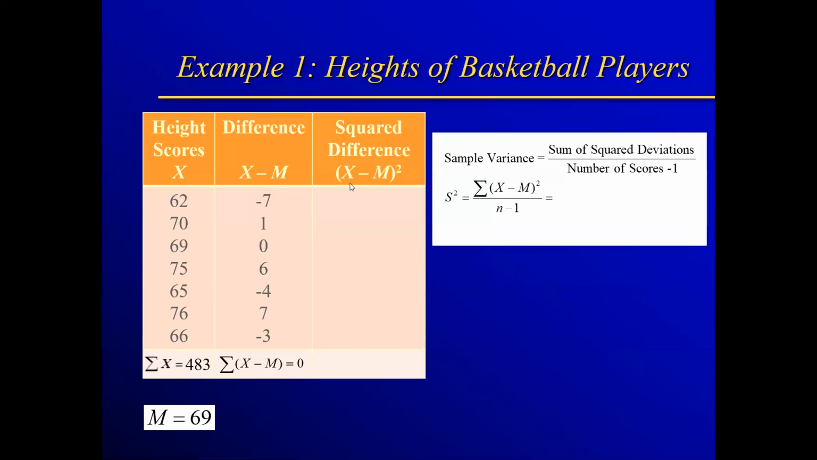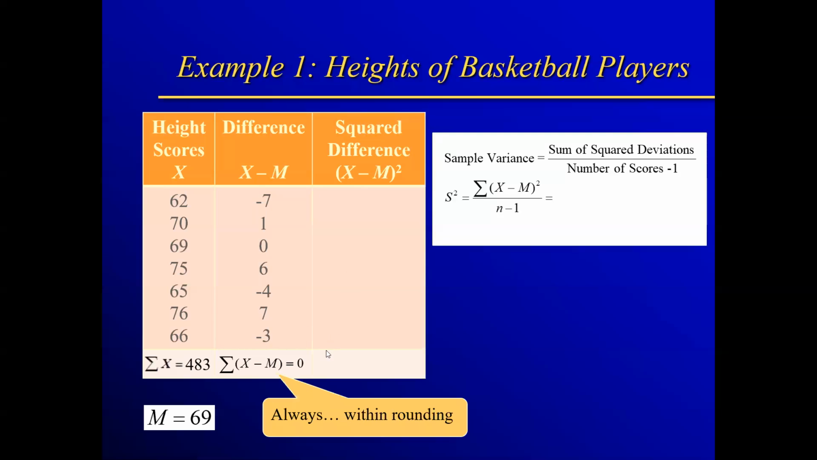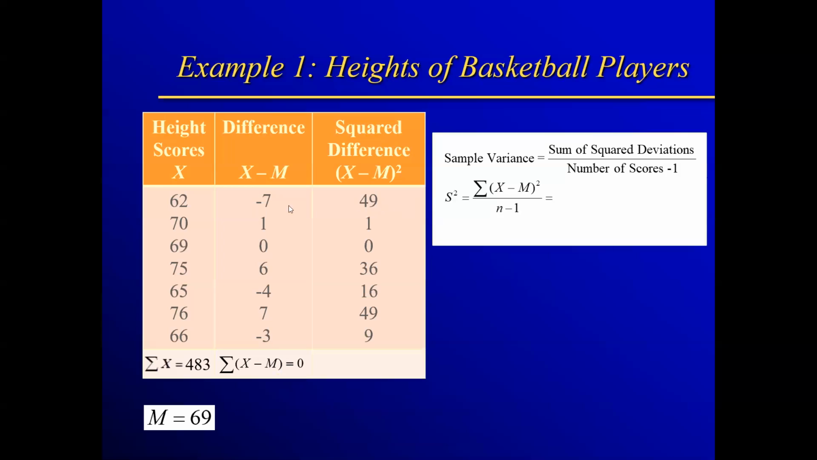Okay, so now we move to the next column. What do we have to do? Well, always within rounding, it will be 0. So if you make some weird rounding choices, it might be like 0.2, but rounding aside, it will always be 0. So now what we have to do is just square this number, right? The next step is just x minus m, which you've already done, squared. So it's just a squared difference.